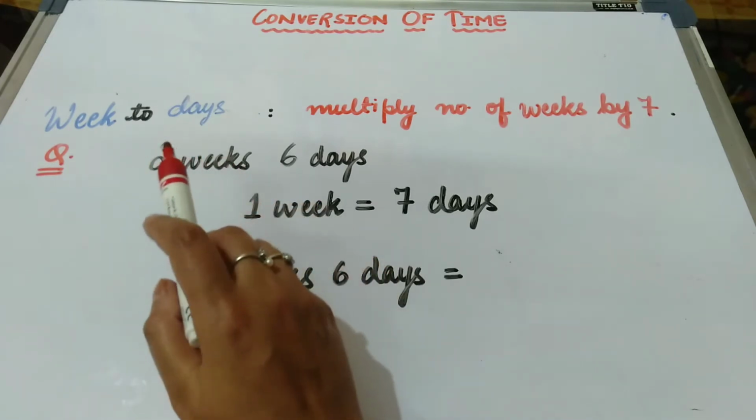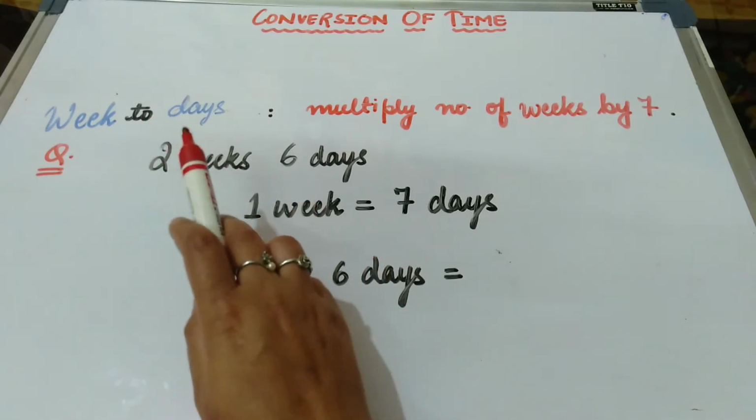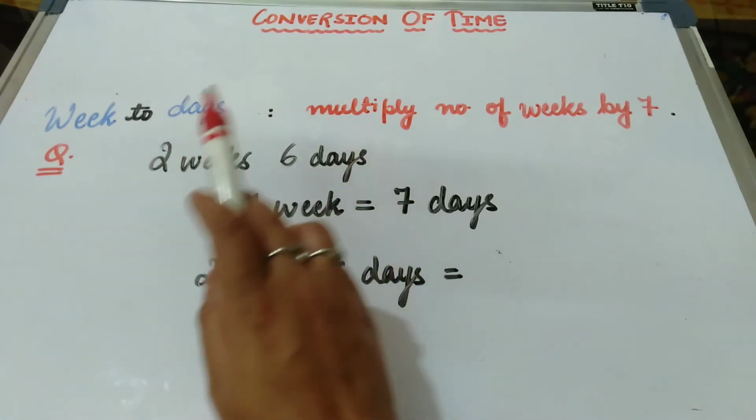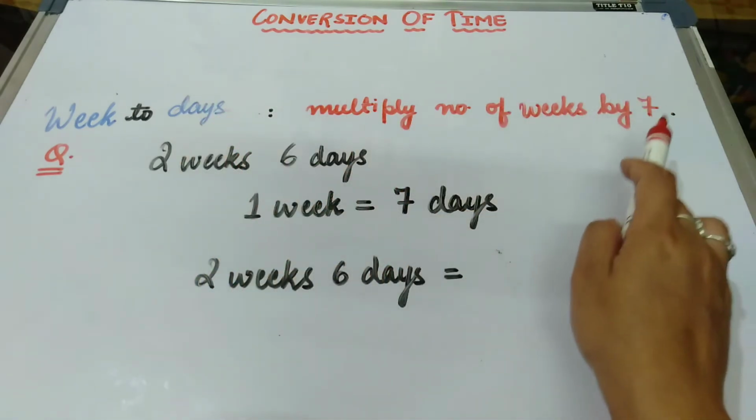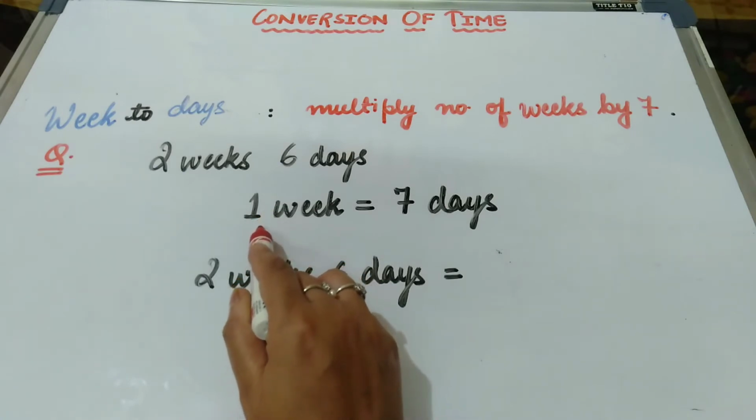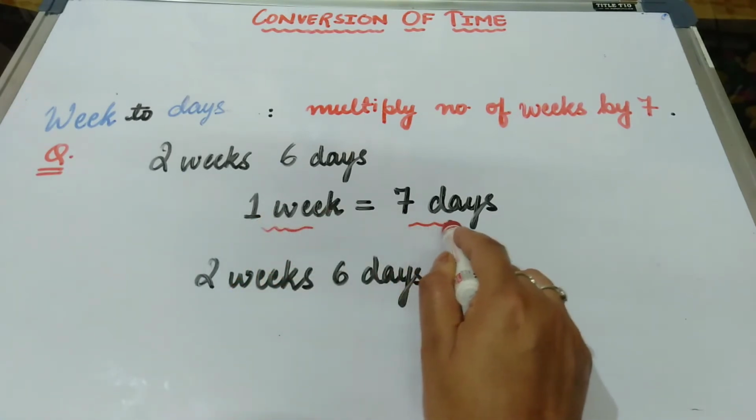Now let us see how to convert week into days. If we want to convert week to days, we have to multiply the number of weeks by 7. Why? Because in 1 week there are 7 days.